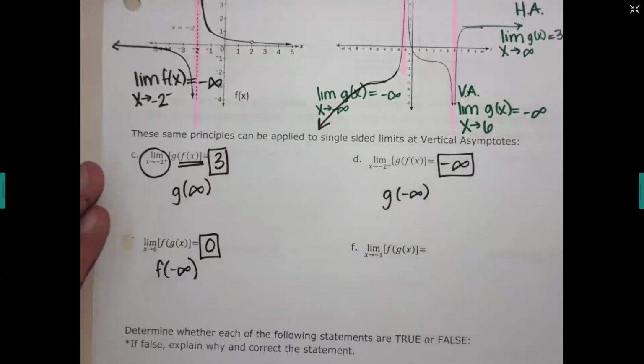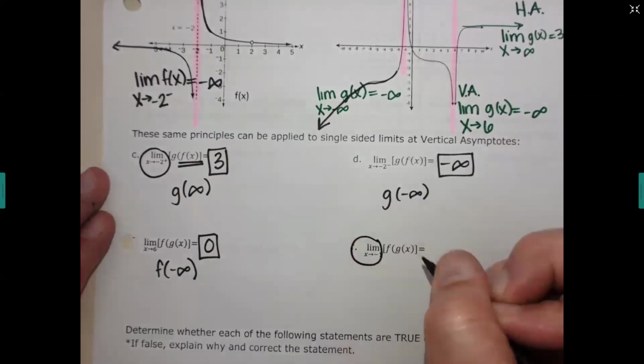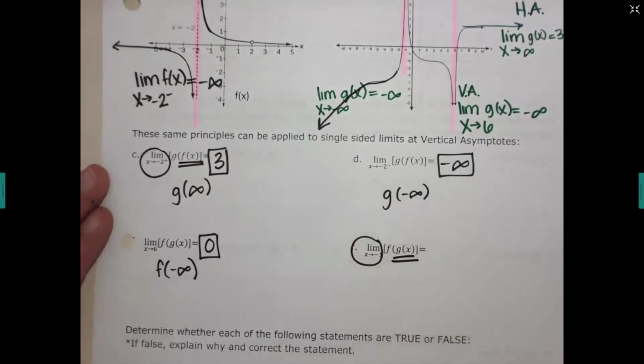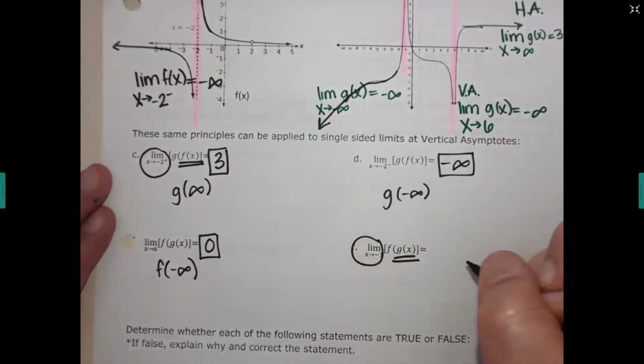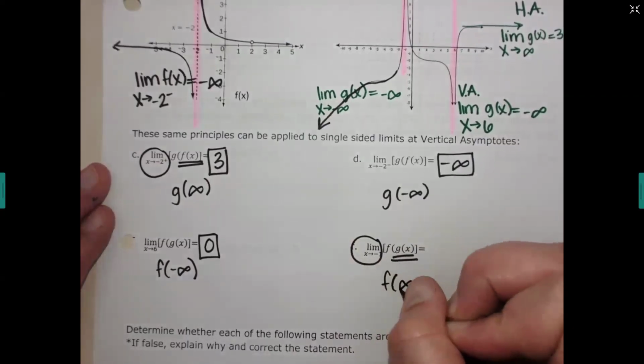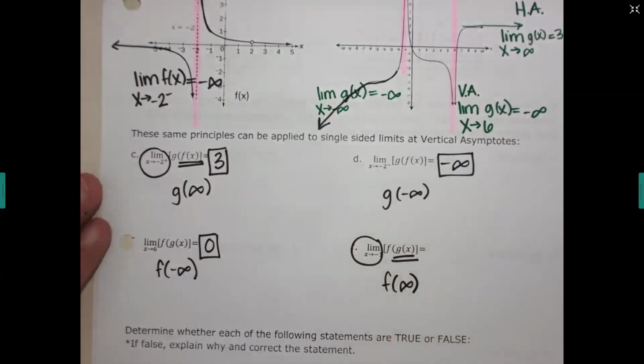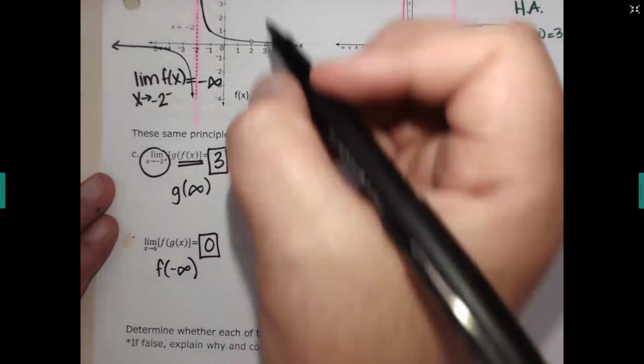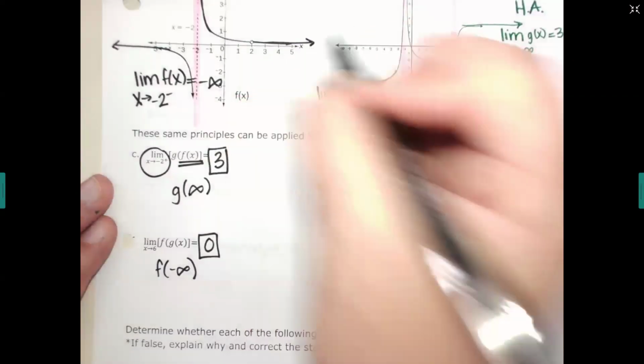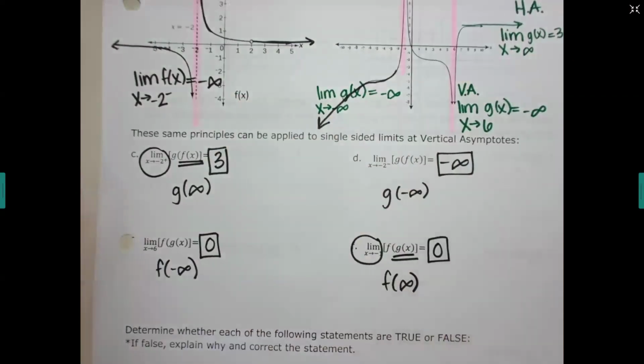Okay, one more like that. We're approaching -1 on the graph of g. Which way is it going? Positive infinity. Then I want f of positive infinity, which is which end? The right end. But what's the right end approaching? Still 0. Get the idea? All right, turn the page.